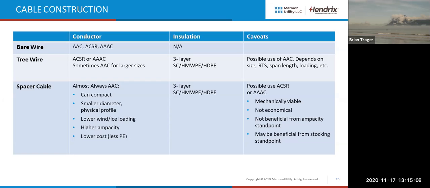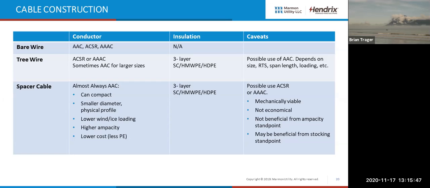They're basically hung up on the spacers and connected to the messenger, not that much different than putting a shirt on a hanger and hanging it up in your closet. There's no tension on those phase conductors, so we don't need rated tensile strength for spacer cable. So we're always using all aluminum conductor. I can compact it, which gives me a smaller diameter. I'm using less polyethylene, which is costly. With the smaller diameter, I'm going to have a lower physical profile, and it's going to have lower wind and ice loading, which is going to be good for the poles and the guys.